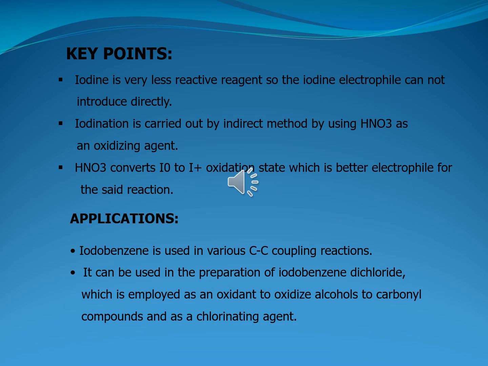Let's see the important key points which are helpful for the key mechanism of iodination and applications of iodobenzene. Iodine is a very less reactive reagent, so the iodine electrophile cannot be introduced directly. Iodination is carried out by an indirect method using nitric acid as an oxidizing agent. Nitric acid converts iodine in the 0 oxidation state to the plus oxidation state, which is a better electrophile for the said reaction mechanism.